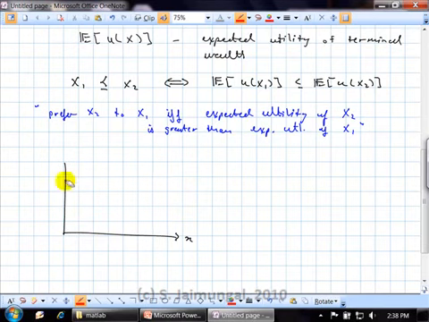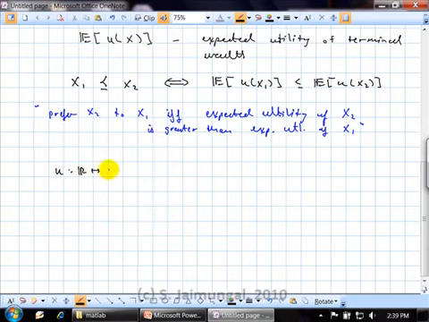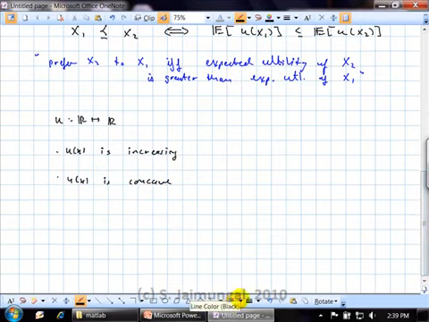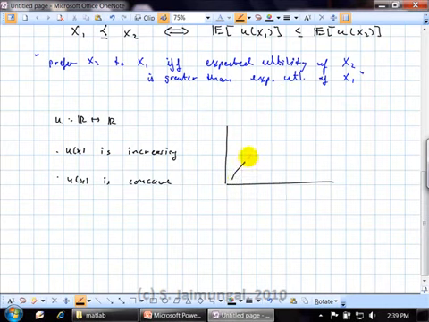So utilities have to satisfy the three standard tenets of utility theory, basically, or the requirements that, okay, U is a mapping from R to R, and U of x is increasing, and it's concave. Okay, concavity is what's preventing you from having the linear combination being larger than its individual utility. Okay, so utility functions typically look like this.